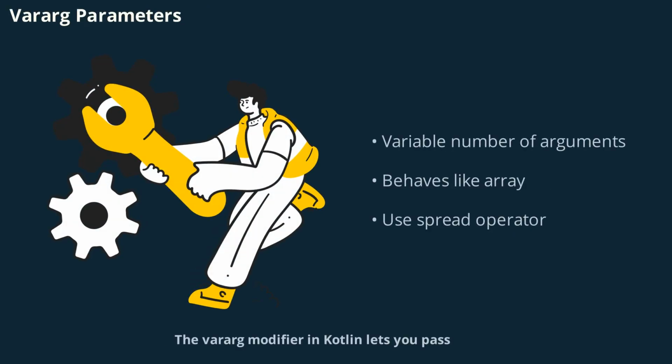The vararg modifier in Kotlin lets you pass a variable number of arguments to a function. Inside the function, the vararg parameter behaves like an array. This is useful when you don't know how many arguments you'll need to handle. You can also use the spread operator to pass an existing array into a vararg parameter.